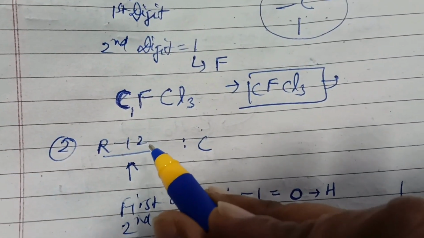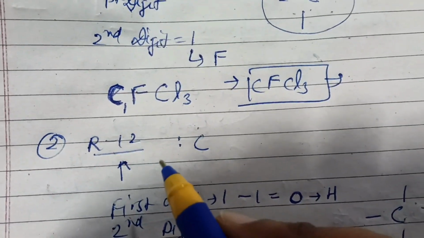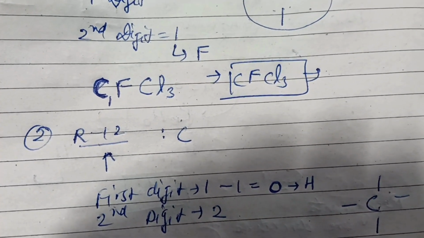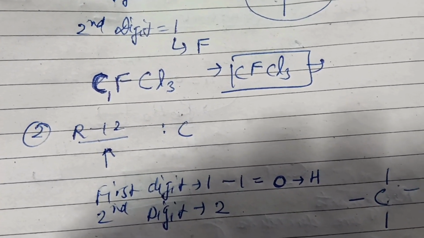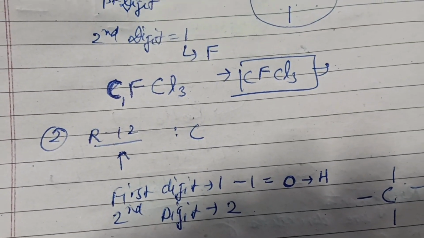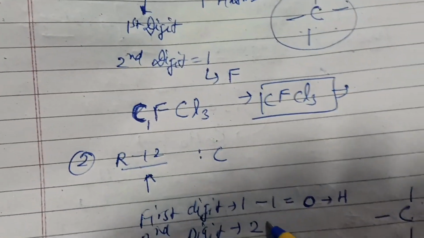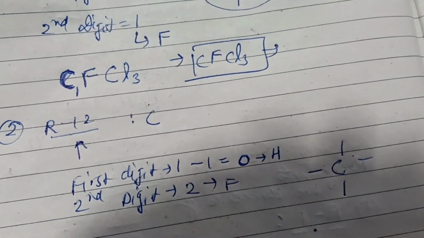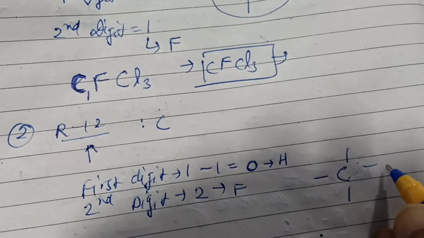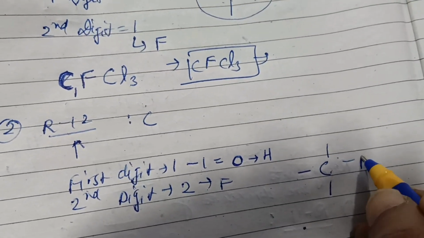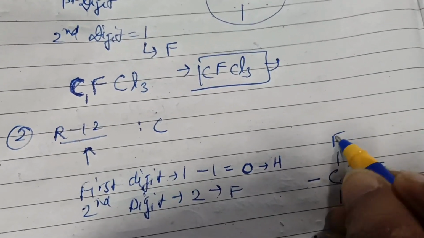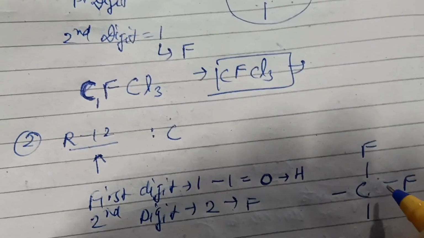Second digit is 2. So the second digit is always the number of fluorine atoms. As the digit expresses, those many atoms are going to be taken by fluorine. So you got 2 fluorine. So you can just write here, fill these bonds.